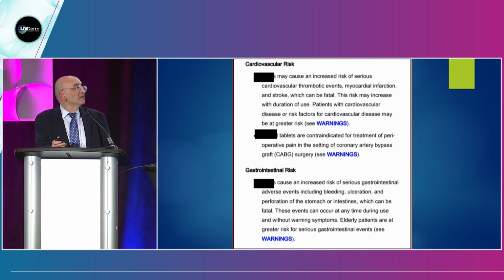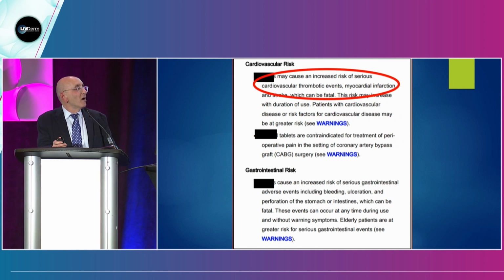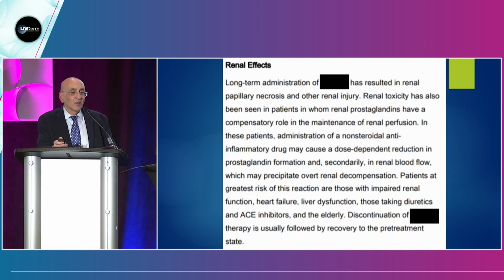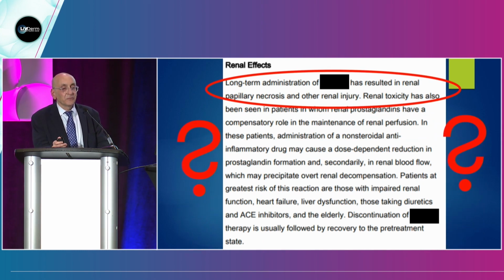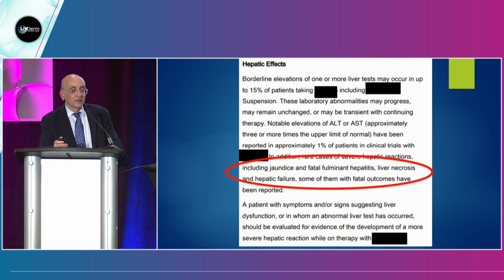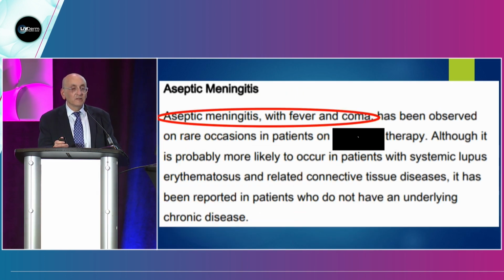So if I show you this drug may cause an increased risk of serious cardiovascular thrombotic events, MI, and stroke, which can be fatal. It can cause perforation, bleeding, ulceration of the intestines, stomach. It can be fatal. Renal effects of the drug: it can cause papillary necrosis, renal injury. Liver: it can cause fulminant hepatitis, fatal outcomes. Aseptic meningitis, fever, coma.